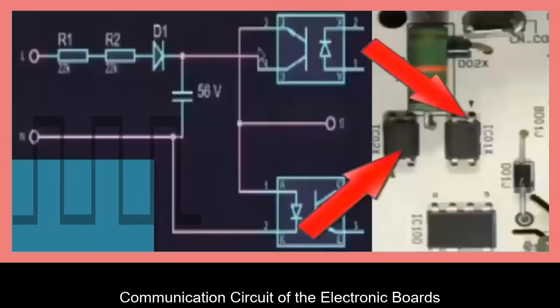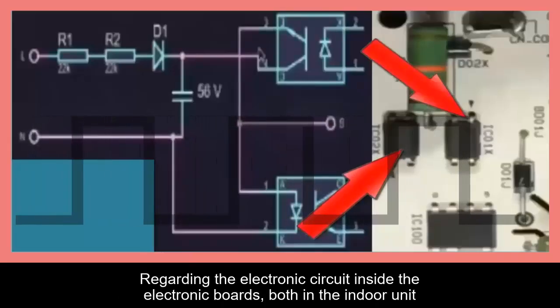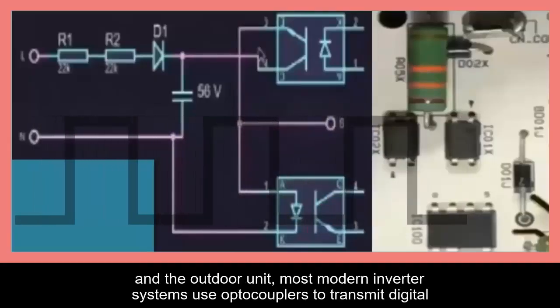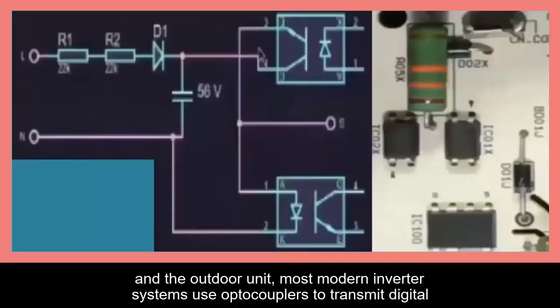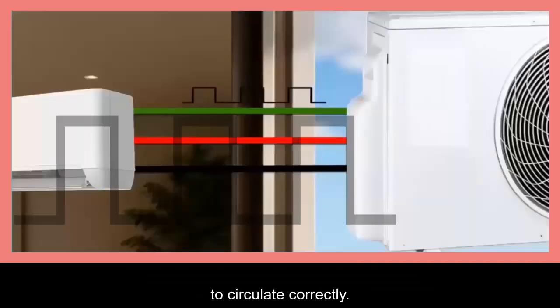Communication circuit of the electronic boards. Regarding the electronic circuit inside the electronic boards, both in the indoor unit and the outdoor unit, most modern inverter systems use optocouplers to transmit digital information. This allows the two electronic boards to be electrically isolated, while the data continues to circulate correctly.